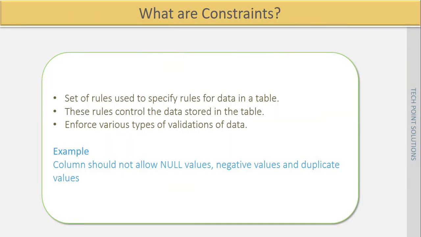Now, constraints are basically a set of rules used to specify rules for data in a table. These rules control the data stored in a table. They also allow you to enforce various types of validation of data. For example, if you are creating a particular table, or if you are storing some data in Excel as well, and you want to put some rules on a particular column, such as a particular column should not allow a null value, should not have negative values, or should not contain duplicate values. So these are nothing but a set of rules that are used to control your data. That is what constraints are.